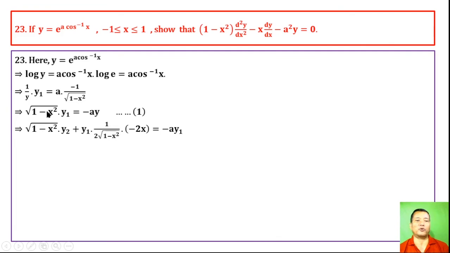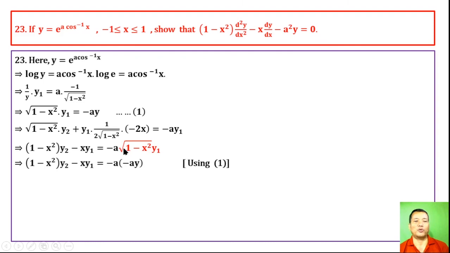Again, differentiating both sides, product rule on the left side: first function into derivative of second function plus second function unchanged into derivative of first function, which is this, and for the right side, its derivative is minus y1. Multiplying by root over 1 minus x square on both sides, we get this, and using equation 1 and transferring terms, we get this. Hence proved.